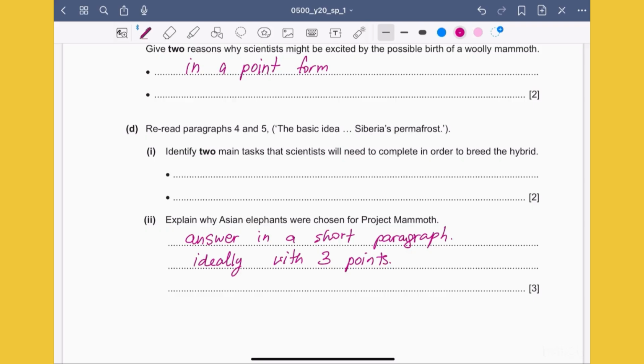Okay, so from the text, you have to find an answer for this. Let's say, why Asian elephants were chosen for this project. So you have to give me 3 points why. There should be, let's say, 3 reasons. In this case, it could be 3 reasons why they were chosen. And you write it in a proper short paragraph form, not in bullet point form.